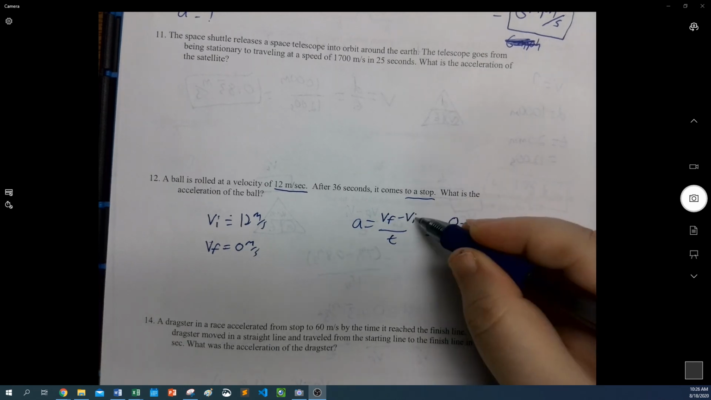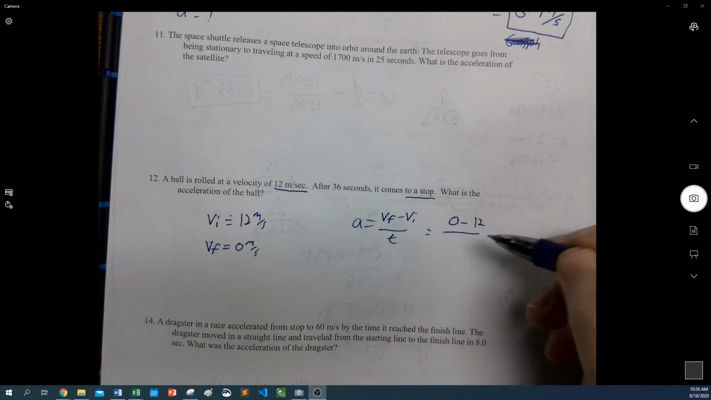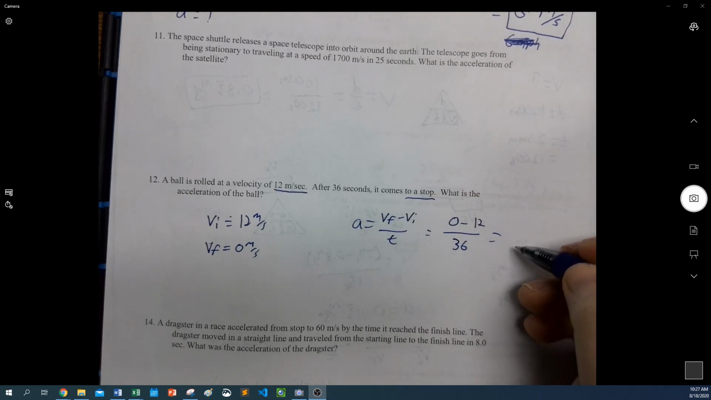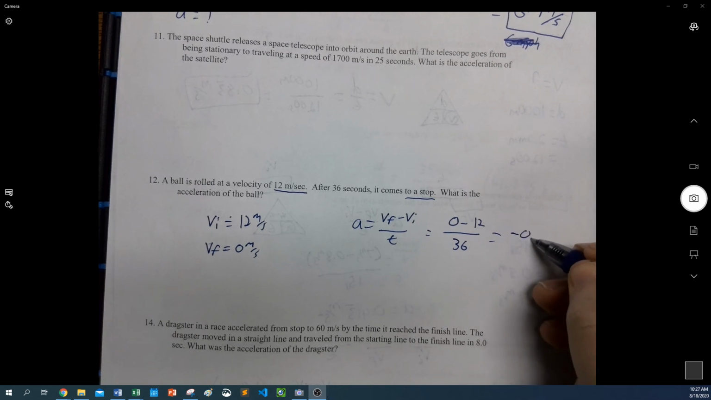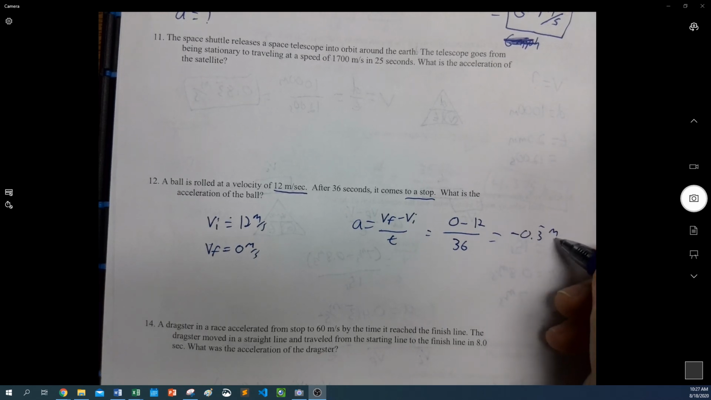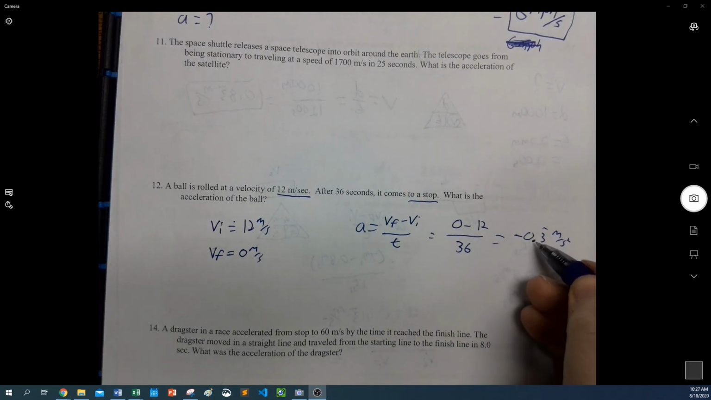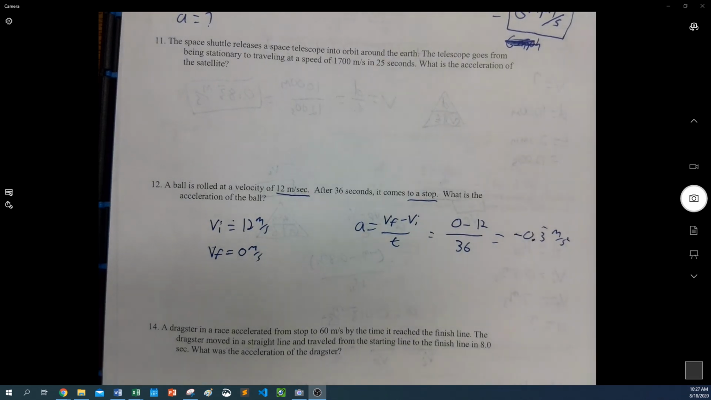VF is 0. VI is 12. Our time is 36. So that gives you an answer of negative 0.3 repeating. Another thing, whenever you're writing this, make sure the dot is bold and you include a 0.